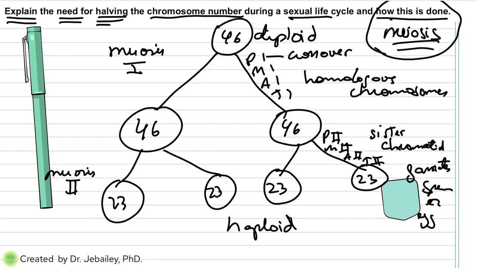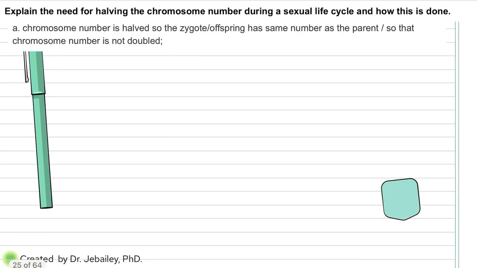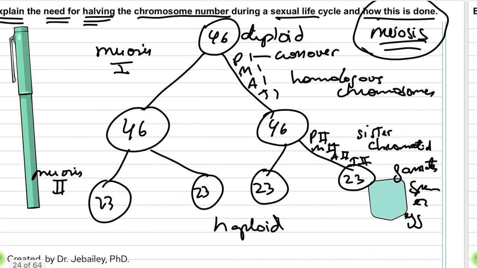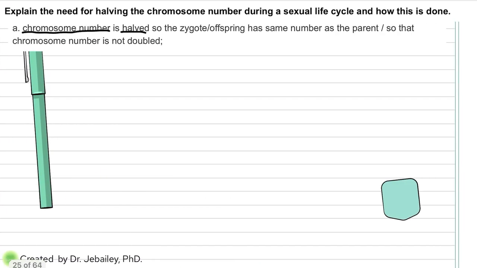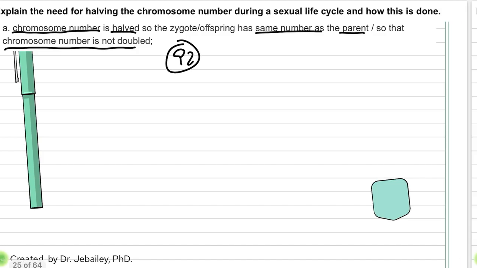So let's look at the Mark scheme. The first one says chromosome number is halved. As I mentioned, it did halve here. I said that it goes from 46 to 23, so the zygote has the same number as the parents. That's why you don't want the chromosome number to double. Remember, I said that you don't want to go to 92 because that's a new species.